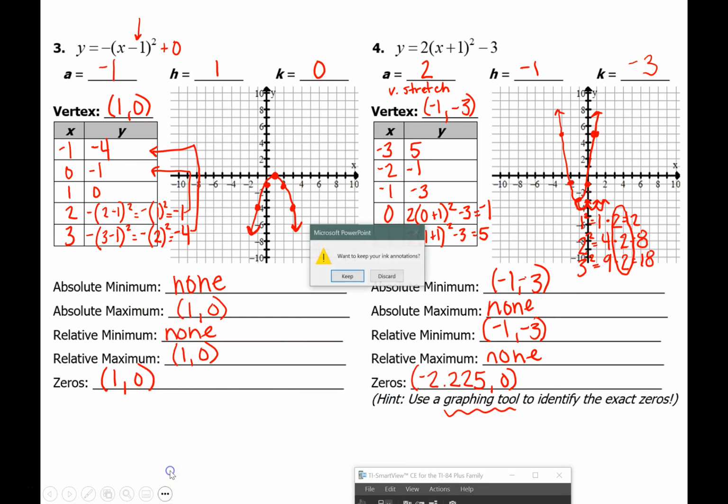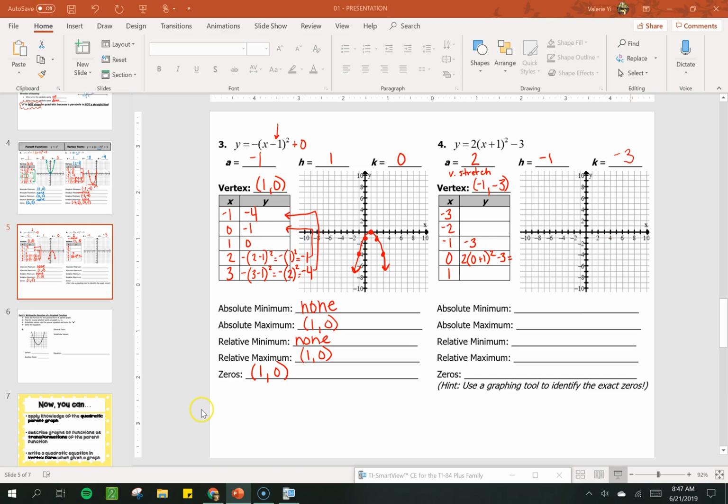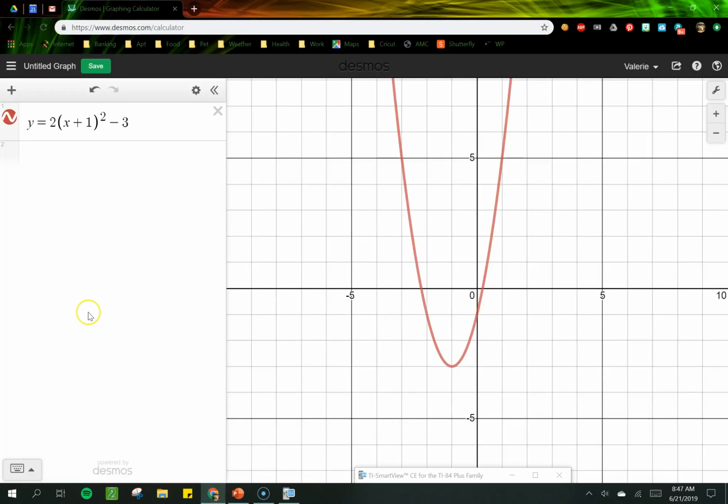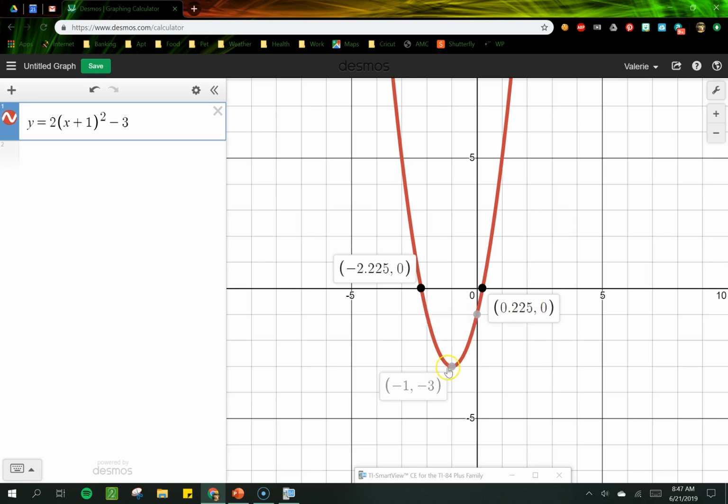Okay, so I'm going to exit out of my PowerPoint and pull up Desmos. Now you can see I've also already graphed this one here. So all I'm going to do is click on the parabola, and it tells me the one that I just found with the calculator and also this other one, which is at 0.225. Notice that you also have the vertex here and the y-intercept. So if you want to check your work on anything, you could do that if you had access to Desmos here.